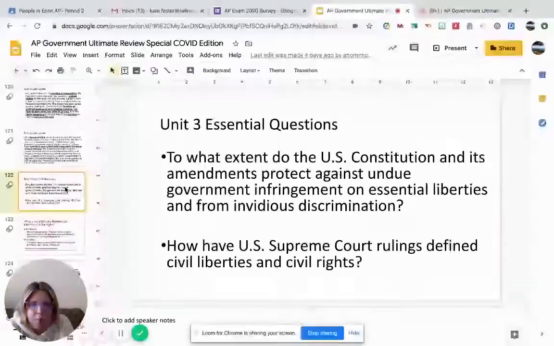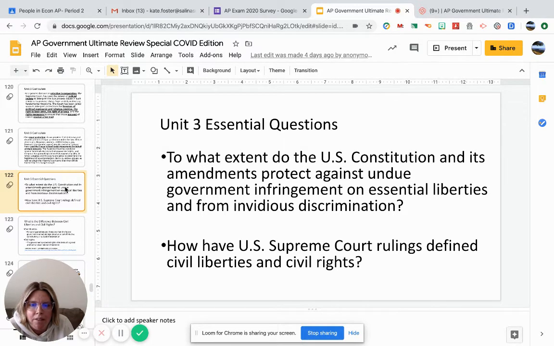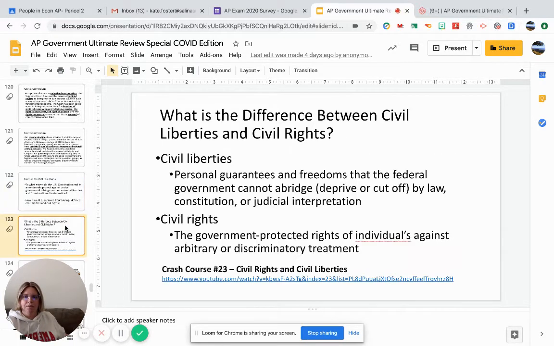How have the Supreme Court rulings defined civil rights and civil liberties? What is the difference between civil liberties and civil rights?